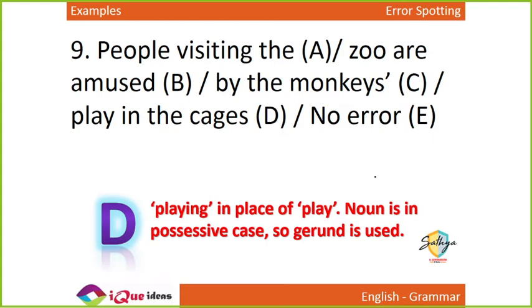No, that apostrophe is necessary, Rahi, because that indicates the possessive, the playing of the monkeys, right? That's what it means. The apostrophe indicates possessive, and that's why the ing. You get that? The apostrophe goes by the rule. Okay.